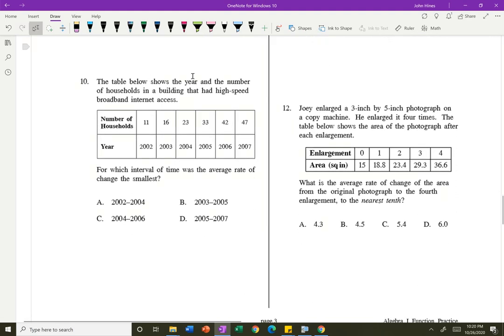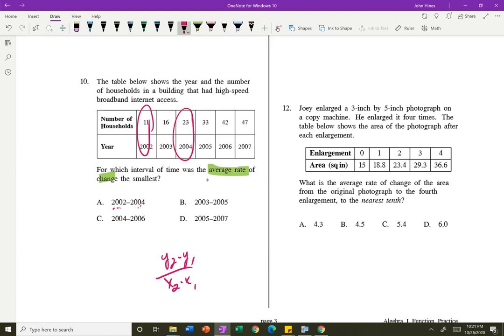All right, the table below shows the year and the number of households that had high-speed internet access. For which interval was the average rate of change the smallest? Average rate of change is slope. Change in y, y2 minus y1 over x2 minus x1. So again, I'm giving you the x values here, going from 2002 to 2004. So 11 minus 23 over 2002 minus 2004. So that change, that went up how much? That went up 12, -12 over -2.